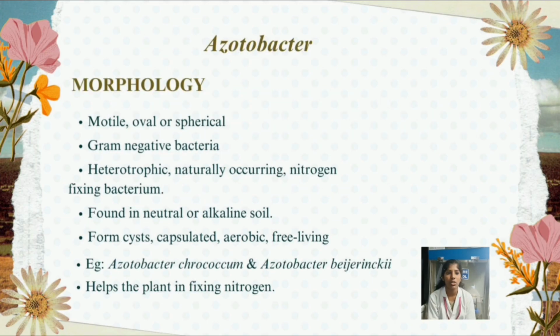Next, the morphology of Azotobacter. Azotobacter are motile bacteria, usually oval or spherical in shape. They are gram-negative and heterotrophic and are naturally occurring nitrogen-fixing bacteria. These organisms are commonly found in neutral or alkaline soil. They are free-living, aerobic, and can form cysts with a protective capsule. Examples are Azotobacter chroococcum and Azotobacter beijerinckii. Overall, Azotobacter plays a very important role in agriculture as they help plants by fixing atmospheric nitrogen, thereby improving soil fertility and supporting plant growth.